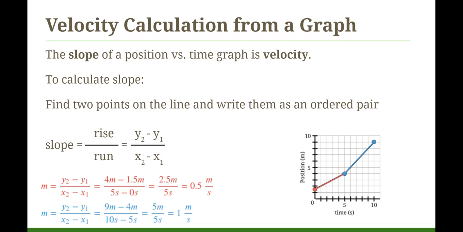And so there our points are 5 seconds and 4 meters, and 10 seconds and 9 meters. And so when we use the same slope equation, we find that that has a slope of 1 meter per second, and therefore the velocity for the second half of this graph is 1 meter per second.